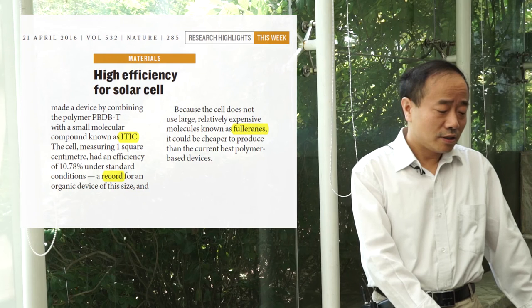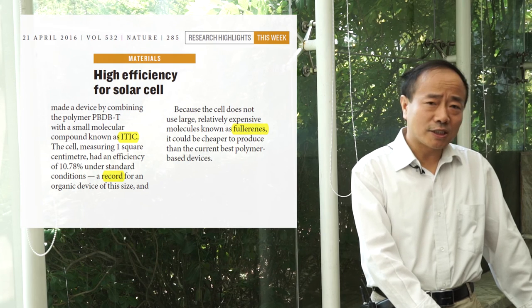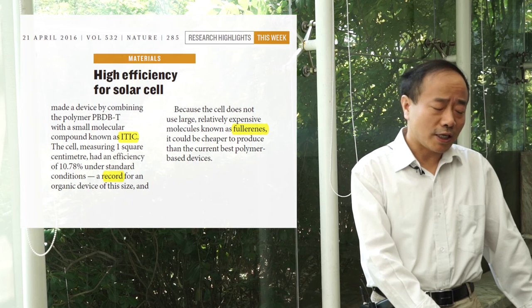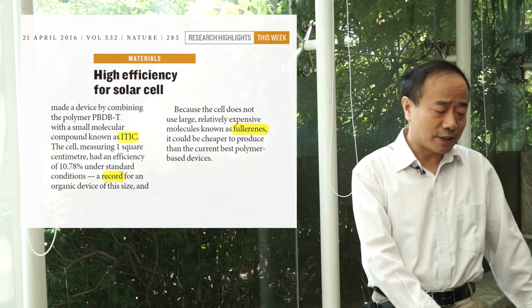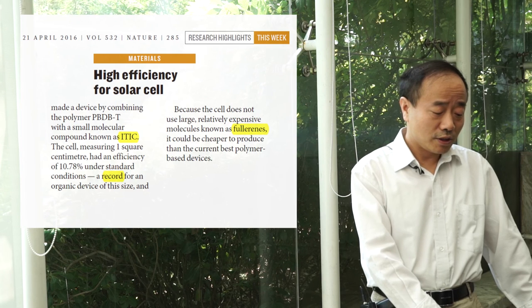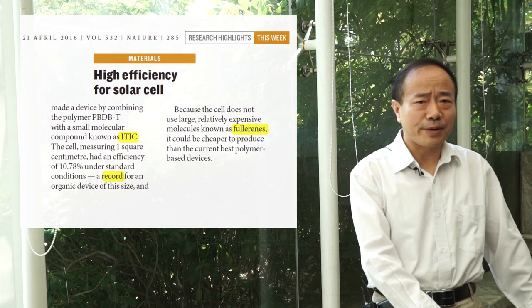The Nature journal highlights this work. They called the polymer donor and small molecule acceptor ITIC got efficiency around 10.8%, a record for an organic device of this size. They also mentioned that because the cell doesn't use relatively expensive fullerene, it could be cheaper to produce than the current best polymer solar cell.